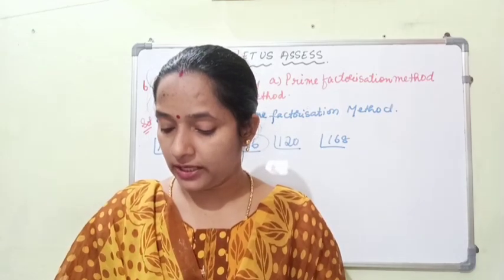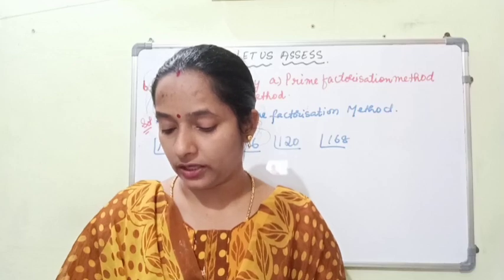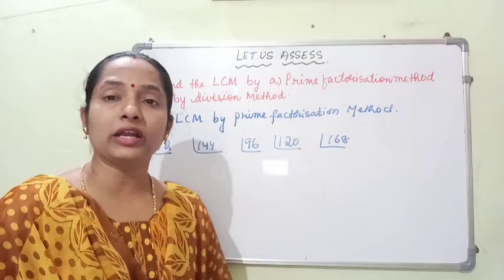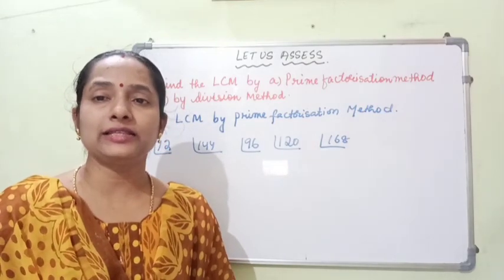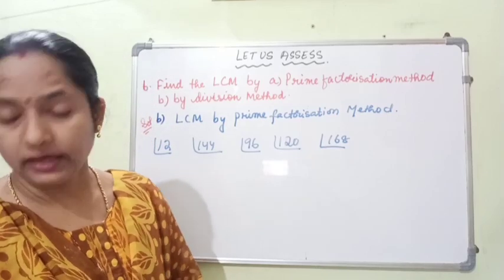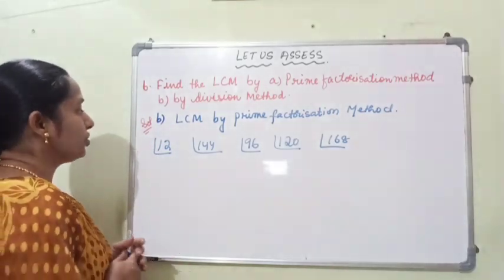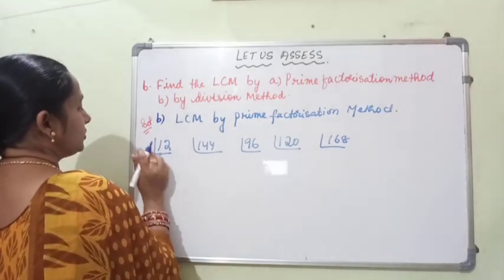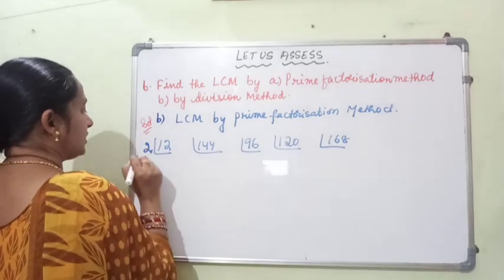So now let me help you out in solving question number 6, part B. You are given almost 5 numbers and you are asked to find their LCM by the prime factorization method as well as by the short division method. So here let us first prime factorize each of the given numbers. First let me prime factorize the number 12.